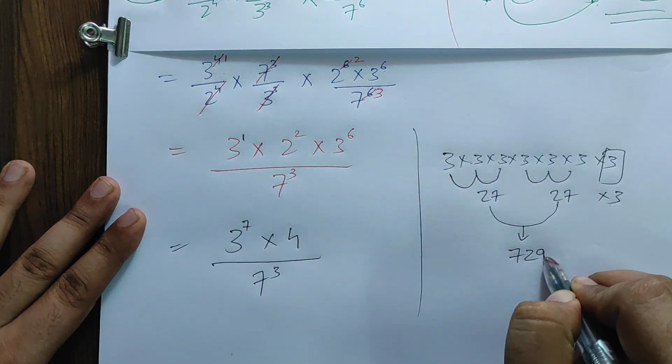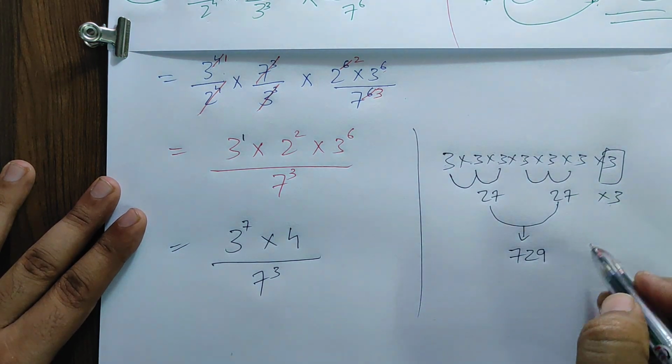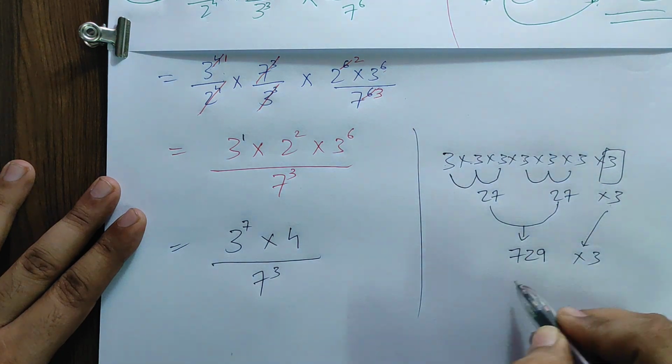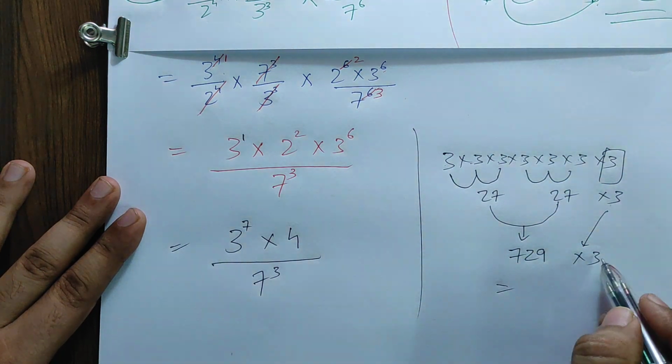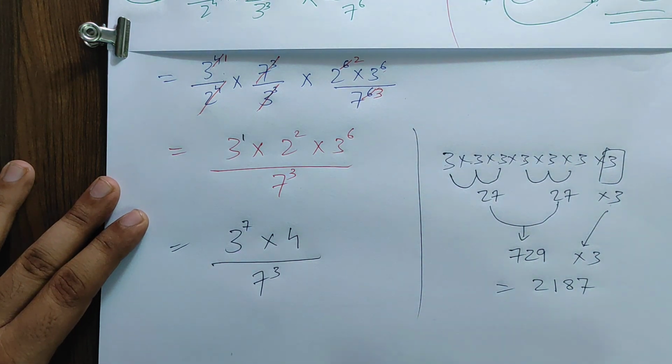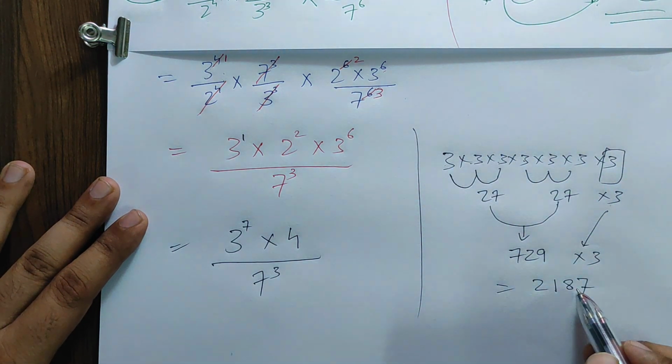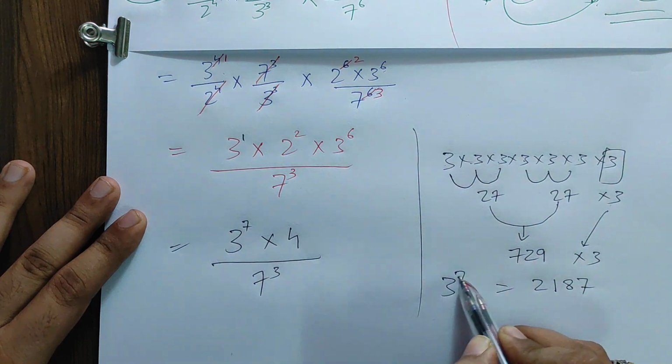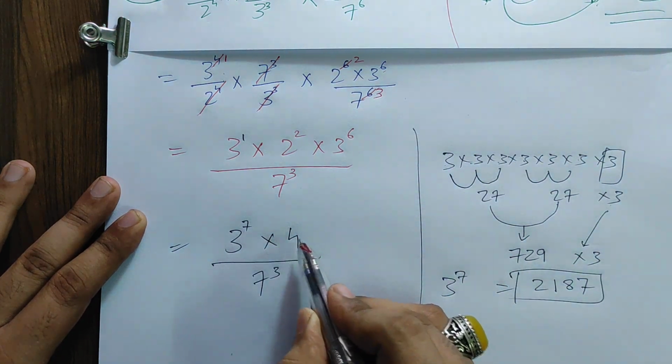It is 729 please, all of you. Okay. 729 and this multiplied by 3. 729 when it gets multiplied with 3, I'll get 2187. You can check the calculation afterwards. 2187. Okay. So 2187 is what? 3 raised to 7 ka answer. But don't forget that we have to multiply with 4.